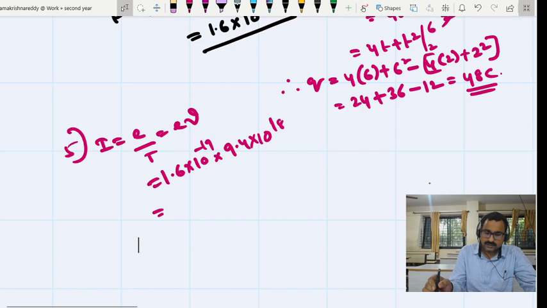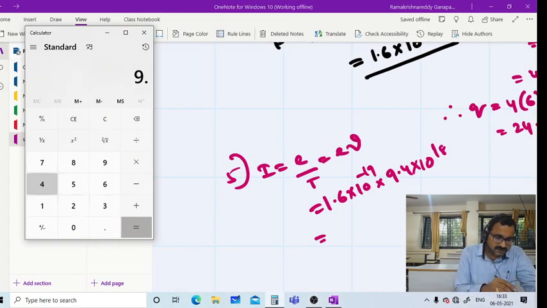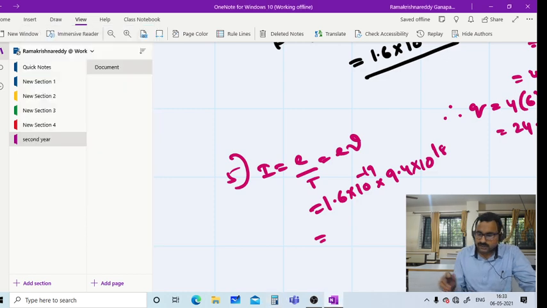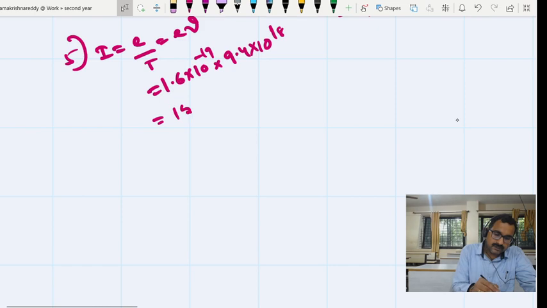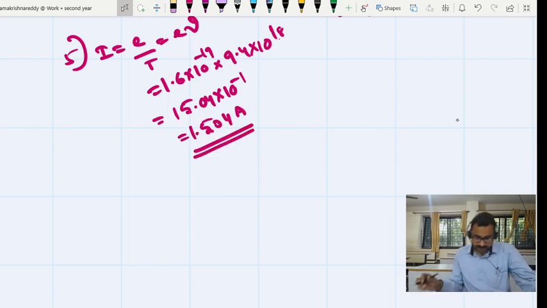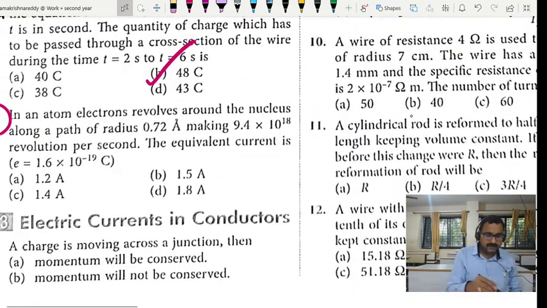9.4 into 1.6. For fast calculation I am using a calculator, but that is not advisable because in the NEET examination they will not allow it, and in CET also you know that. So you must compulsorily learn how to solve on your own. But according to me the time frame is not there, so that's why I'm doing it. 10 power minus 19 into 10 power 18 is 10 power minus 1. We get 1.504 ampere, which is approximately 1.5 ampere.